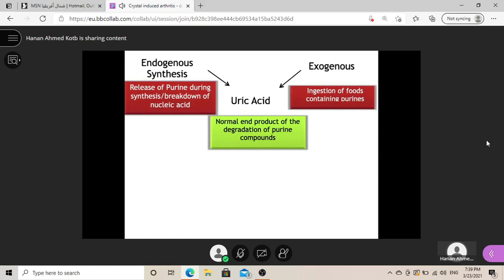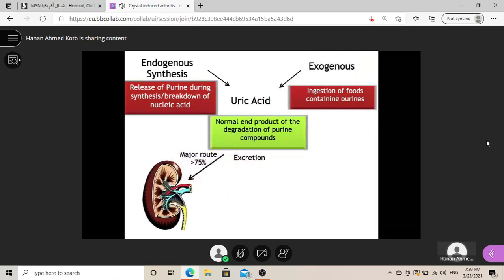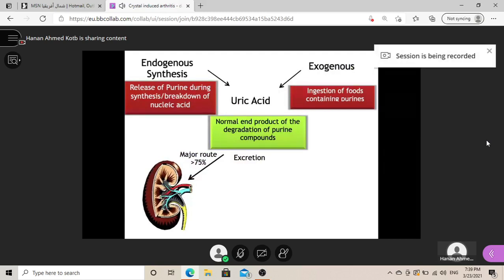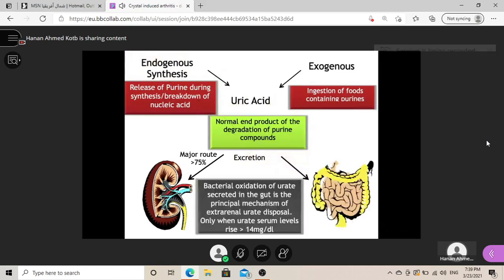So how do our bodies get rid of the uric acid? Through excretion. Well, actually, the kidneys are the major route of excretion. More than 75% of uric acid is excreted through the kidneys. The other 25% occurs through bacterial oxidation of urate secreted in the gut. This is the main or principal extrarenal urate disposal.